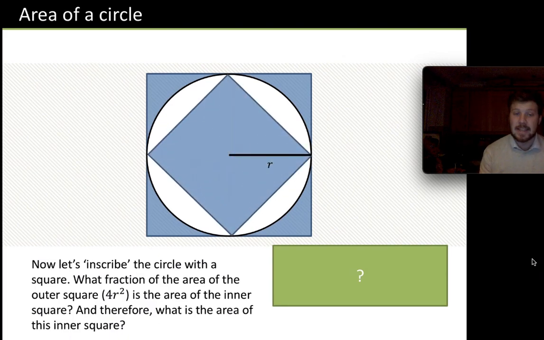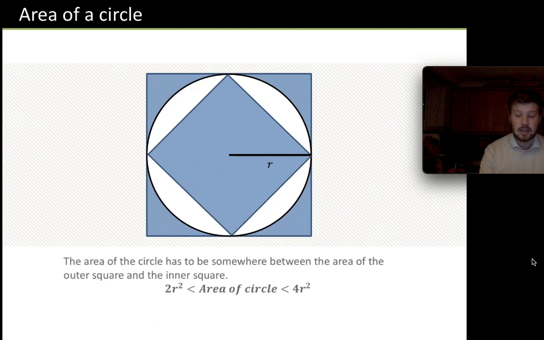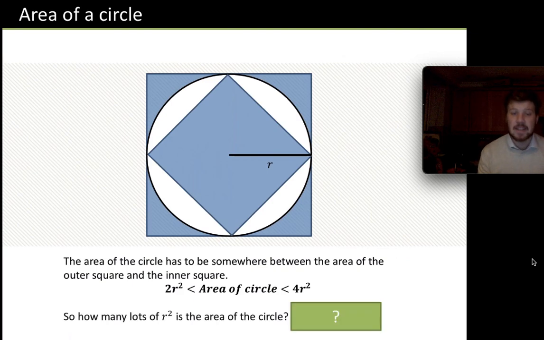Now if we do one on the inside, the area would be 2r squared. So we know that the area of a circle has to be somewhere between 4r squared and 2r squared. That's what we know. And this is what the earliest adaptation for the area of a circle was. What we then later on learned was how many r squareds are there actually in the circle. We know it's between 2 and 4, but how many is there actually?